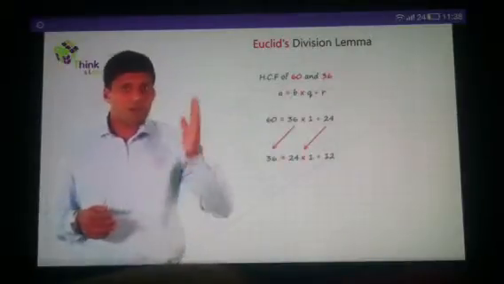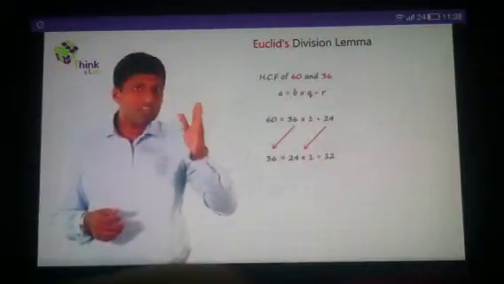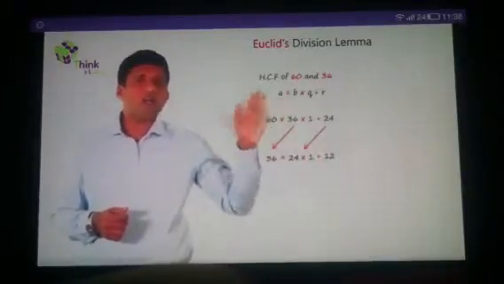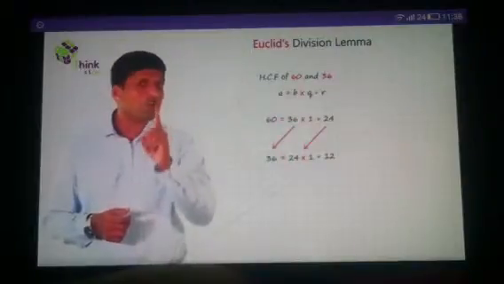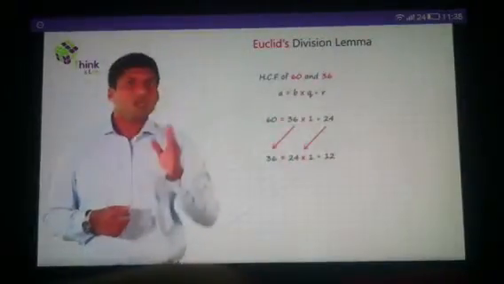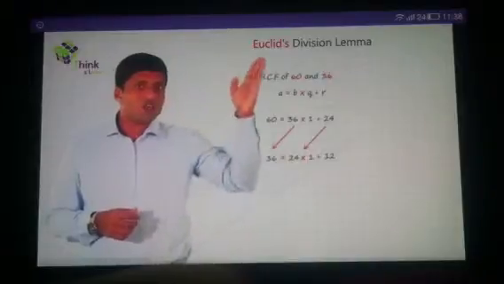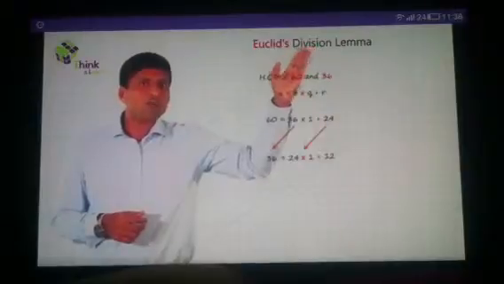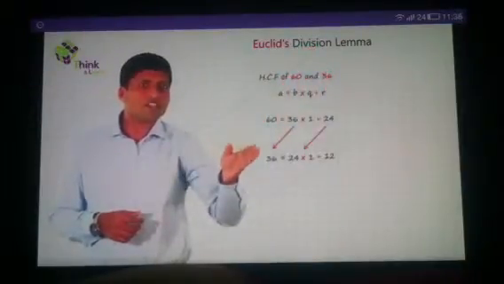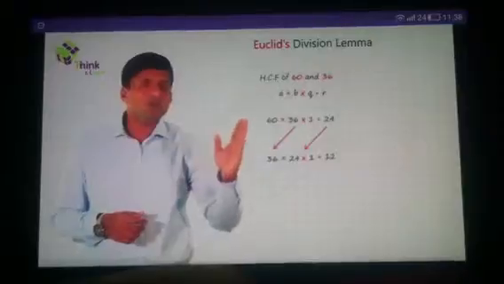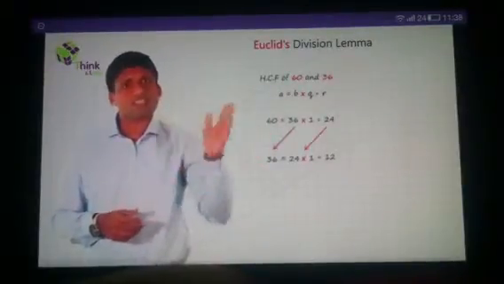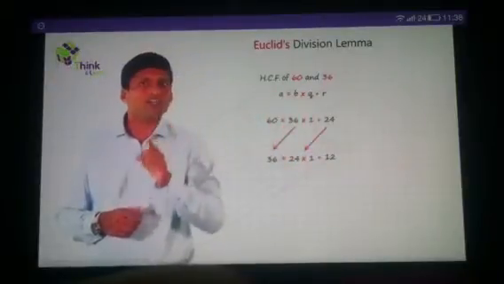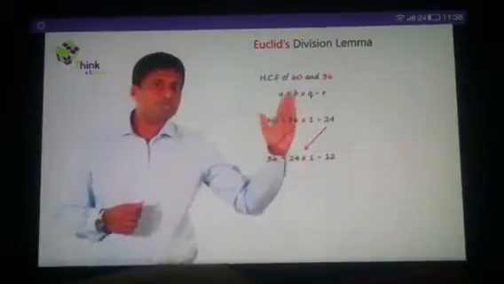Let me repeat what we did. We started with 60 as the dividend and 36 as the divisor. So 60 equal to 36 into 1 plus 24. One example is enough for all of you to understand this. So listen carefully. Next, this divisor 36 comes here, and 24, which was the remainder in step 1, becomes the divisor here. So 36 equal to 24 into something: you take 36 by 24 and write the quotient as 1, because 24 will go once in 36. So 24 into 1 plus 12.